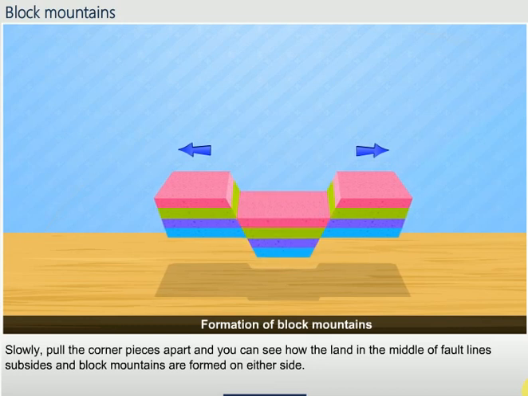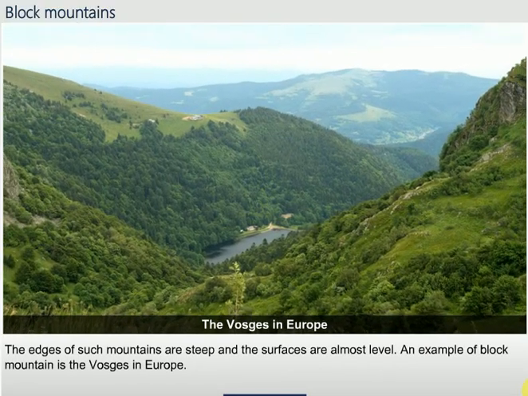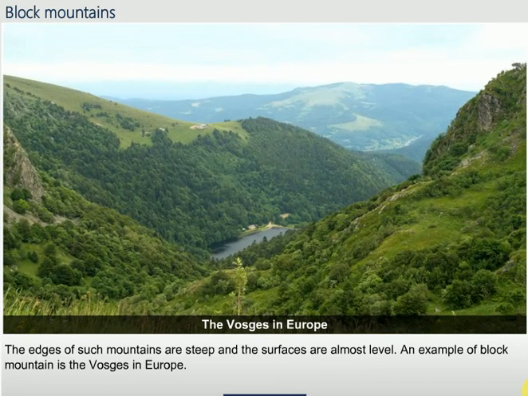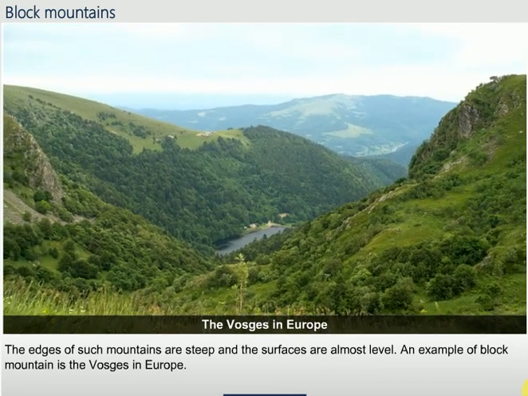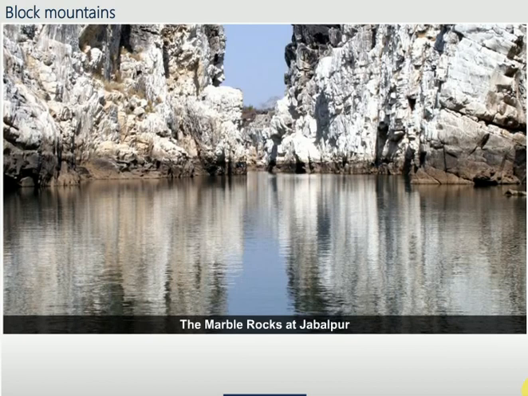The edges of such mountains are steep and the surfaces are almost level. An example of a block mountain is the Vosges in Europe. The marble rocks at Jabalpur are an example of block mountains found in India.